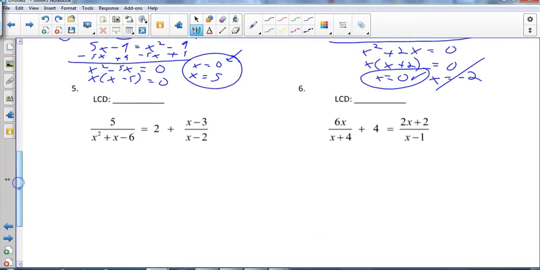Good news, number 5. We're going to skip that one. And the only reason is because at the bottom we end up with something that won't factor and we need to use a quadratic formula. So we're throwing that one out the window.